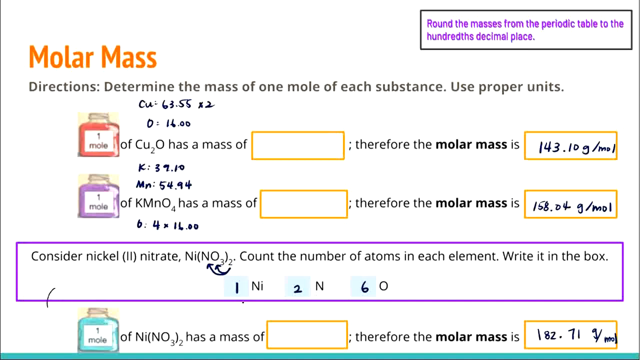And so for nickel, we have a mass of 58.69. For nitrogen, you have a mass of 14.01 for each nitrogen. And for oxygen, you have a mass of 16 for each oxygen, which then you would multiply by 6. And again, you are getting the sum of all of this together, and that's how we get 182.71. So if you did not get these masses, try it again using your calculator.